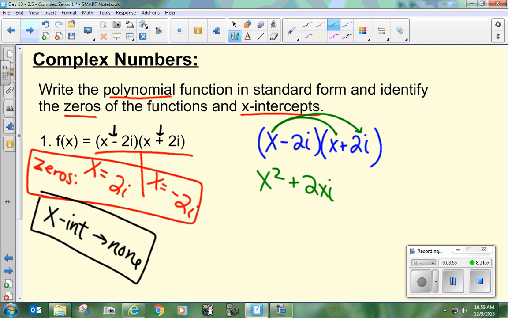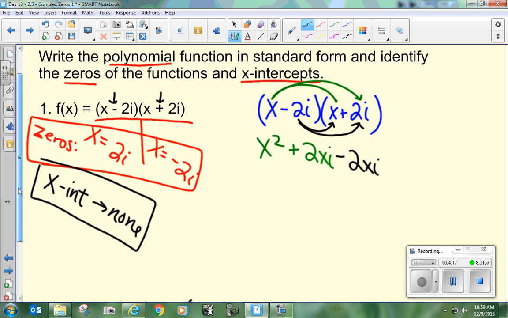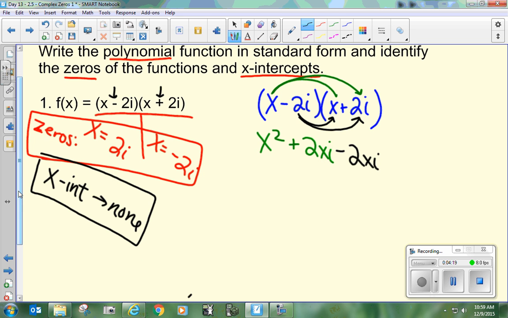Alright? Now, what happens when I take a negative 2i times x? Negative 2ix. And last, but certainly not least, this is pretty important. Okay, I have a negative 2i times a positive 2i. Again, think of the i as a variable. What would it be if that was 2y and negative 2y? Yeah, it would be negative 4, and then i times i is i squared. Now let's clean this up, shall we?